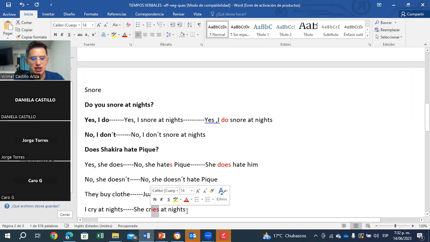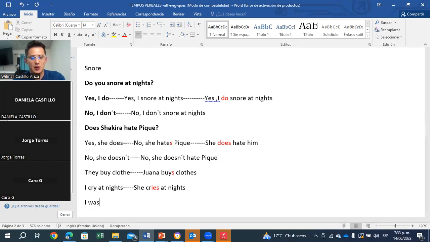And if you want to say like, okay, there are two ways to say lavar los platos. There is another way to say lavar los platos. Do you know how to say that?